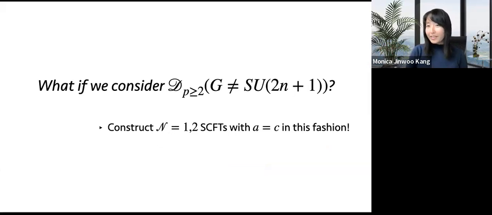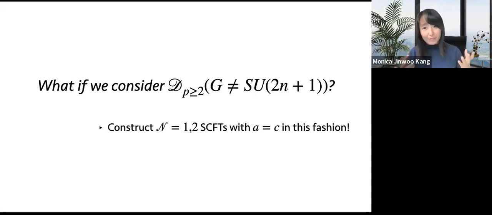Now, you would probably be curious, what if we consider anything that's beyond the SU(N)s? In fact, why did we pick that particular scenario? I was telling you that it has a=c without taking a large N limit. Because in fact, this is one of the cases that can give rise to a=c theories, and we can utilize it with a manipulation that we can do. Then what's really important to check is how we construct the N=1 or 2 superconformal field theories with a=c in this fashion.